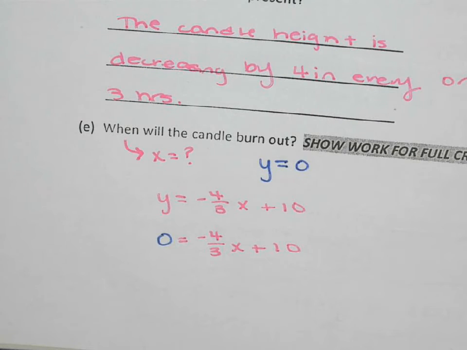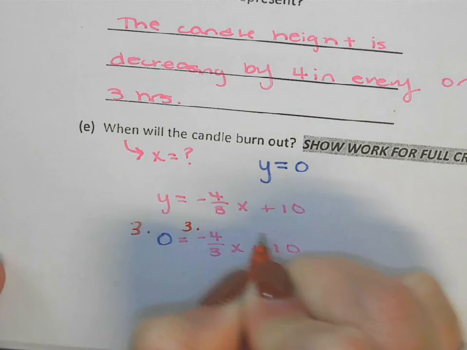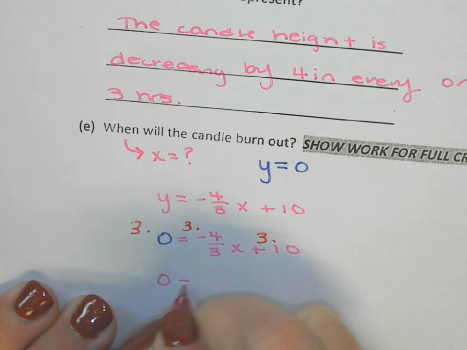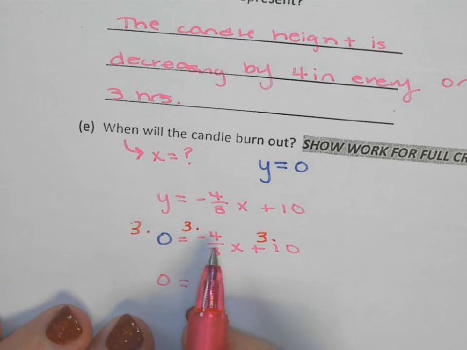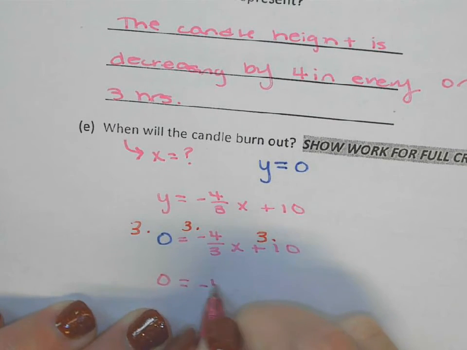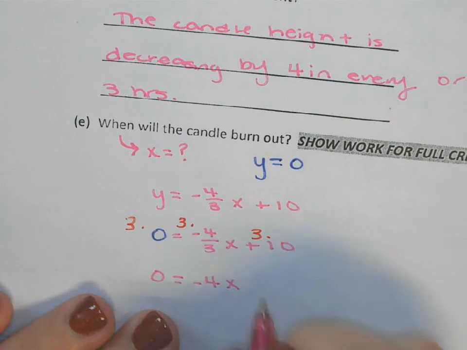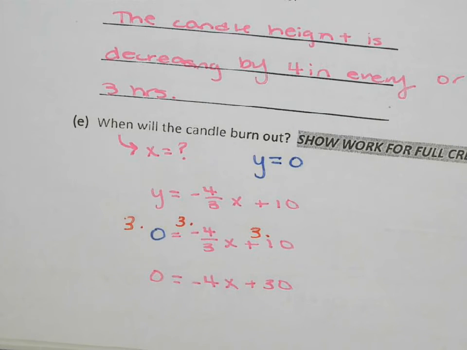Do we like dealing with fractions? No. So what should we multiply everything by? 3. So if you multiply all terms by 3, we can get rid of those fractions right away. 3 times 0 is 0. 3 times negative 4 is negative 12. Negative 12 divided by 3 is going to be negative 4x. That fraction goes away. What's 3 times 10? 30. And I don't have to deal with the fractions anymore.